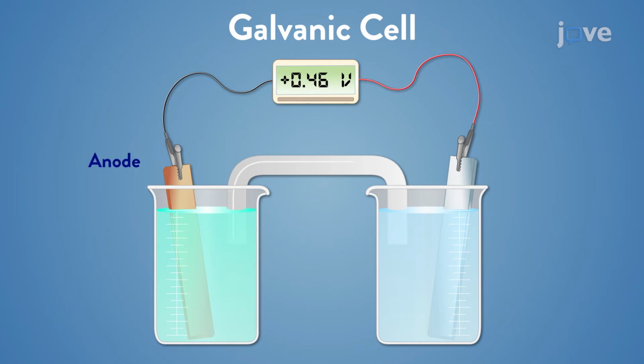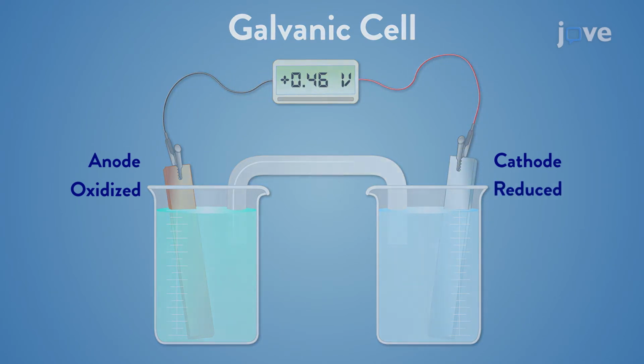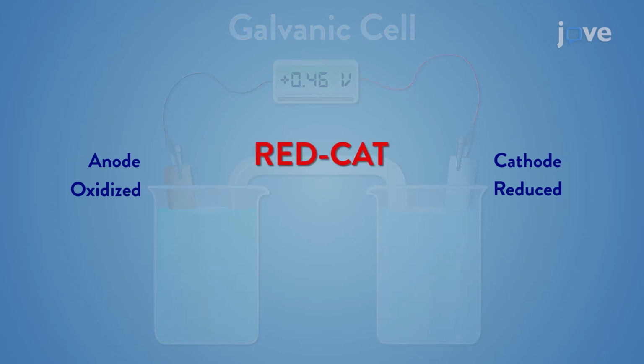The anode is the electrode that gives up electrons in the reaction or is oxidized. The cathode is the electrode that gains electrons and is reduced. To help you distinguish between these two labels, remember the phrase RED CAT, since reduction occurs at the cathode.